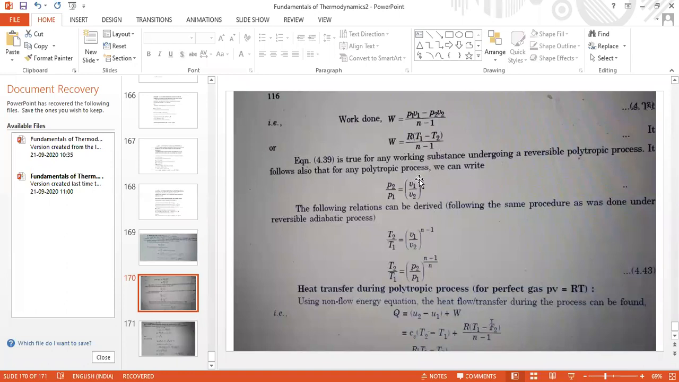And here, how is this equation arrived at: P2 by P1 equal to V1 by V2 whole power n? How did this equation arise? From what fundamental equation is this written? This equation, where the arrow mark is put now, is arrived at.